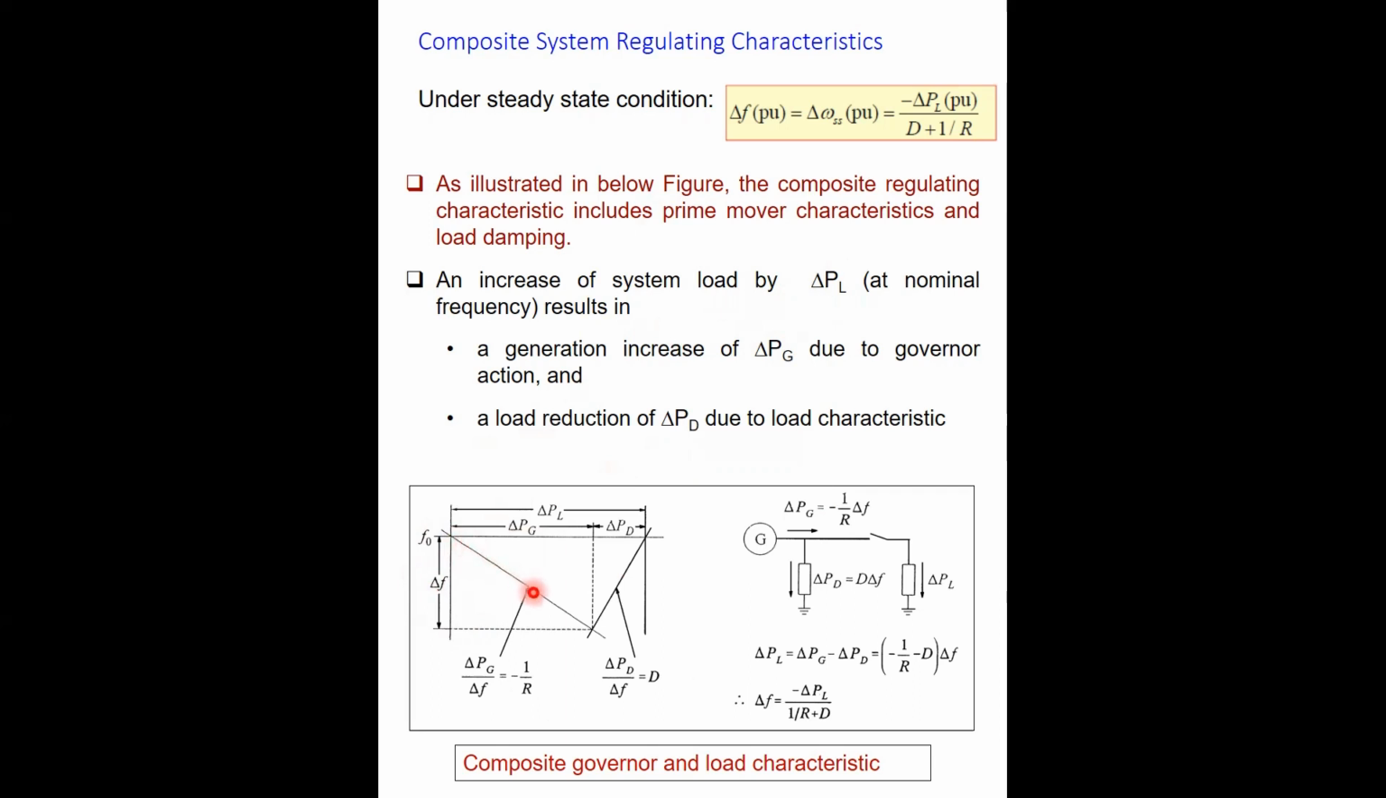Frequency drop will be, it has a negative slope, and then based on speed droop characteristic here, we can write this one. So this is basically, if you look at the slope of the curve, it is basically the ratio of output power from the generator and the delta F here. So it is this term.